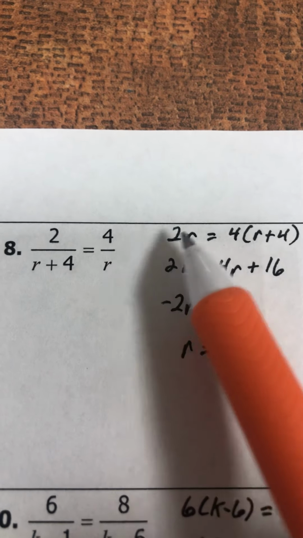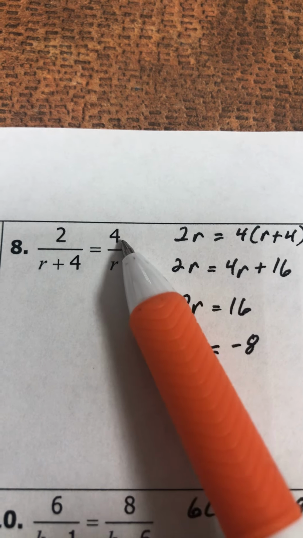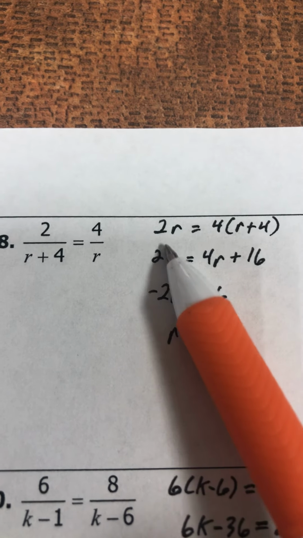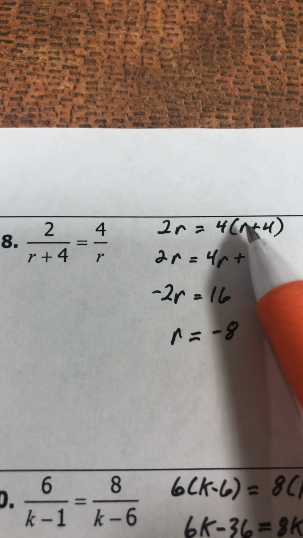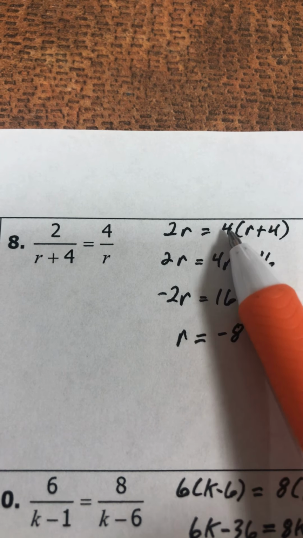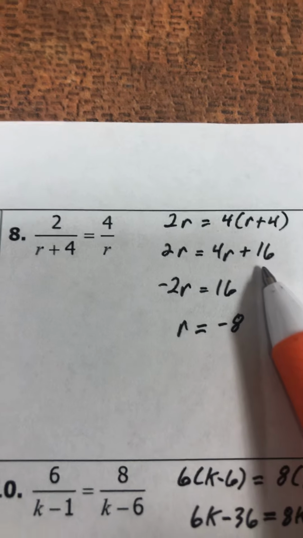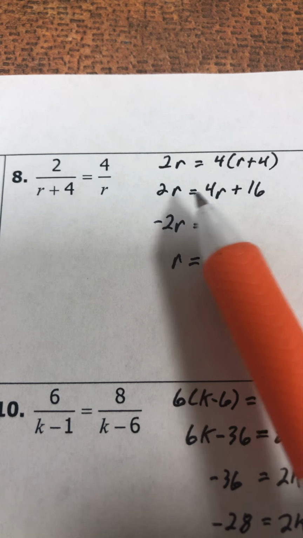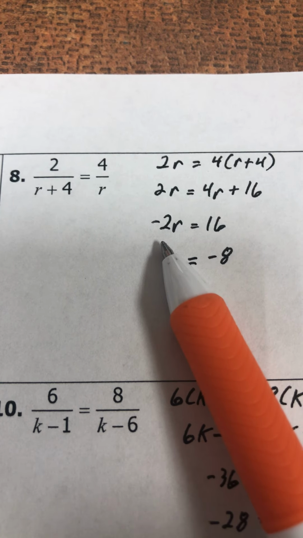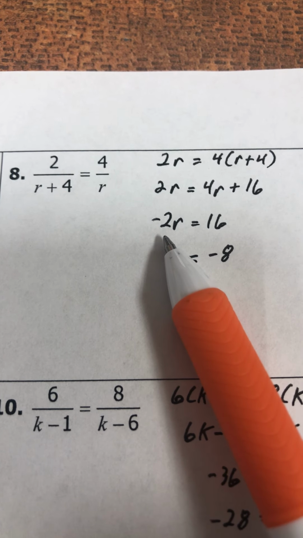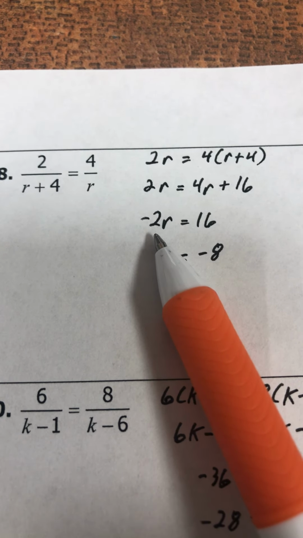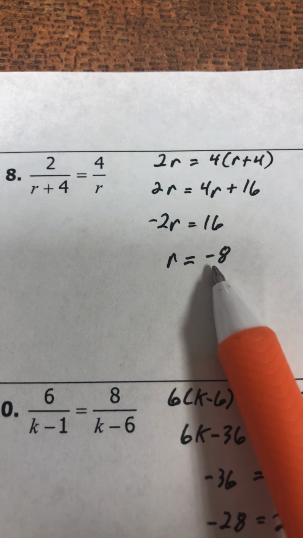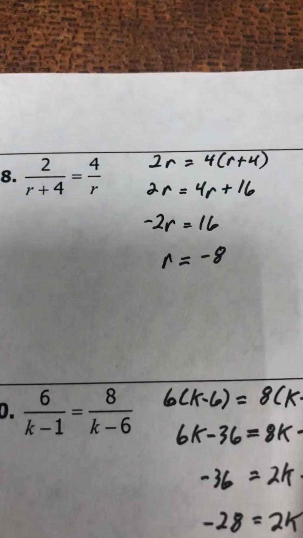Number 8. 2 times r looks like this. 4 times r plus 4 looks like this. 2r stays the same. 4 times r is 4r. 4 times 4 is 16. I subtracted 4r from both sides so that I can get it over here on this side. I divide both sides by negative 2. r equals negative 8.